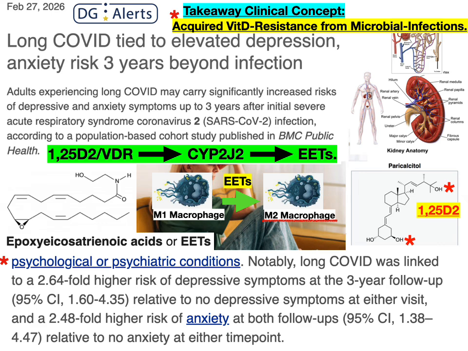So in closing, again, the takeaway clinical concept: acquired vitamin D resistance can arise from microbial infections, and it is likely to be a component of long COVID pathophysiology. The treatment for it is to utilize active vitamin D hormones, calcifediol and paricalcitol, to treat individuals who have acquired vitamin D resistance.